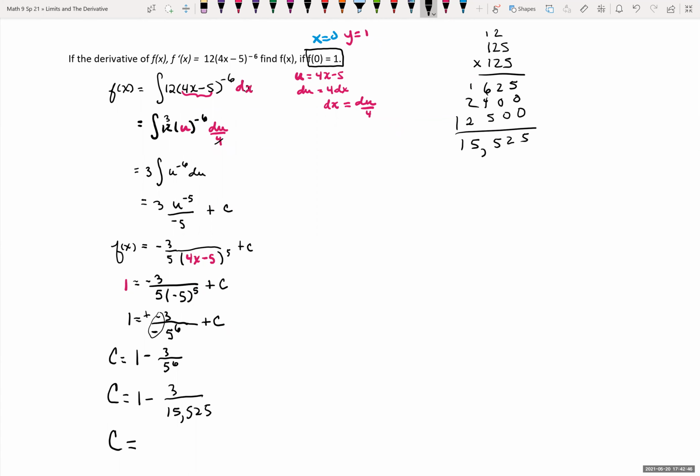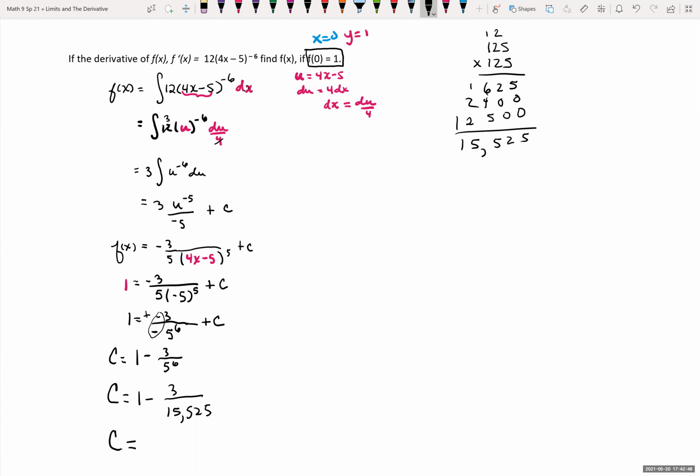So 15,625 over 15,625, same thing as 1. And then on that numerator, subtract 3 from it. So that's going to give us 15,622 all over 15,625. So that's our C value.